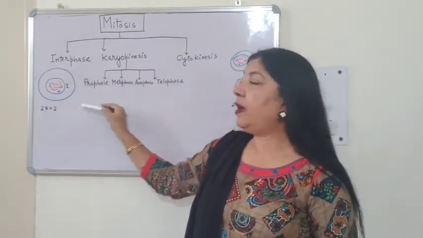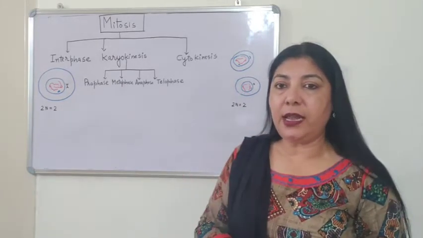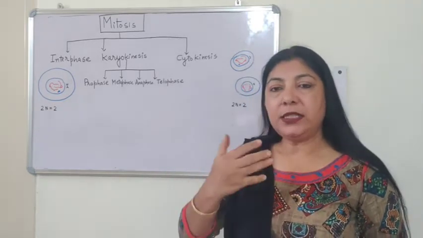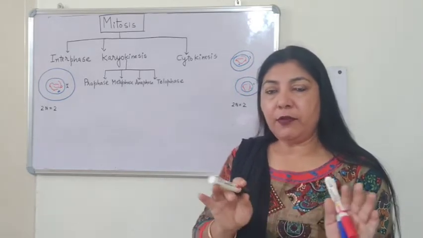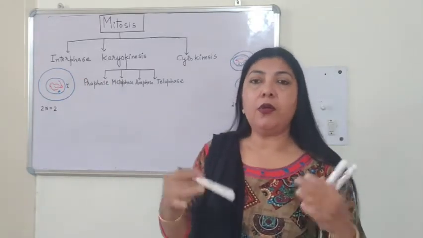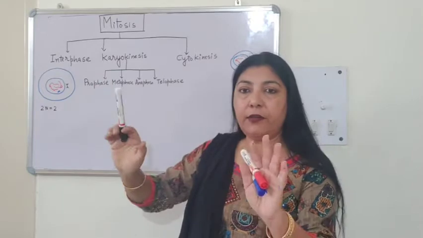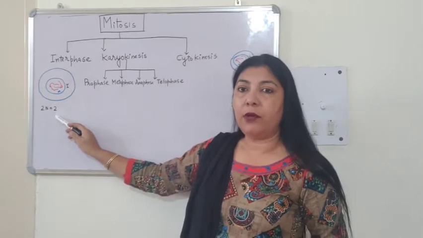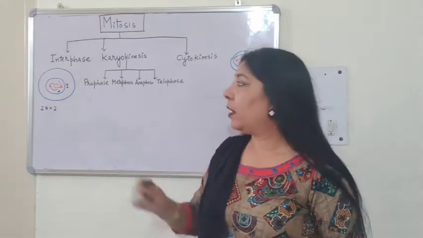Here, this is the interphase. Interphase, as I already told you during the cell cycle study, is the resting phase from the point of view of cell division. The cell is preparing itself for the next division. After the interphase is complete, this cell is ready to undergo mitosis. So this is a cell after interphase is completed. Here I have written 2n equals 2, which means it's a diploid cell having two chromosomes.